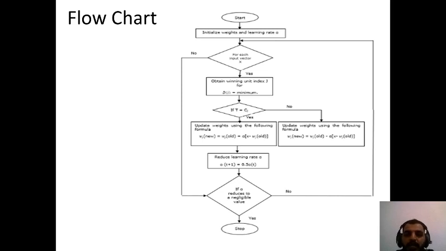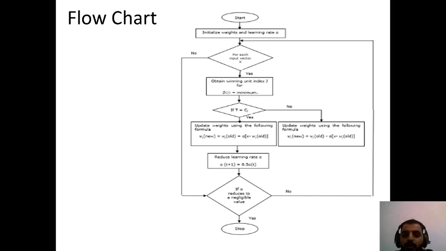First, initializing the weights and the learning rate, and we check for the input of the x vector. If it is yes, then it moves forward to obtaining the winning unit index for dj, which is minimum. Then it checks the condition. If the condition is true, it updates the weight. If the condition is false, it updates the weight using the other formula.